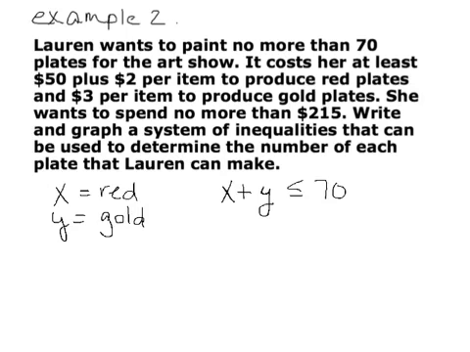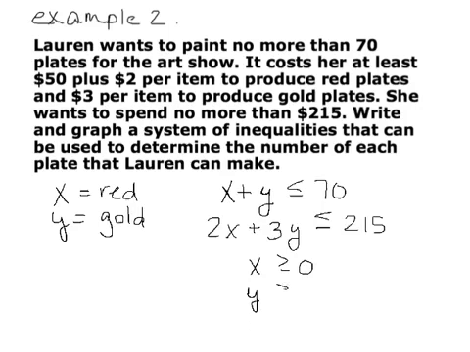The amount of money she's willing to spend is $2 for a red plate and $3 for a gold plate. And she wants to spend no more than $215. Okay? She also is going to have her X, the number of red plates, greater than or equal to 0, and the Y, the number of gold plates, greater than or equal to 0. Okay, write those down and remember them for the next slide.